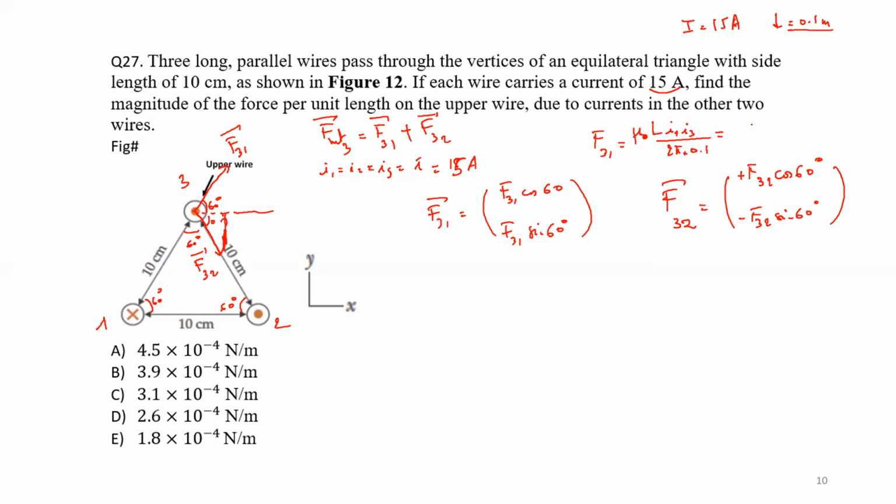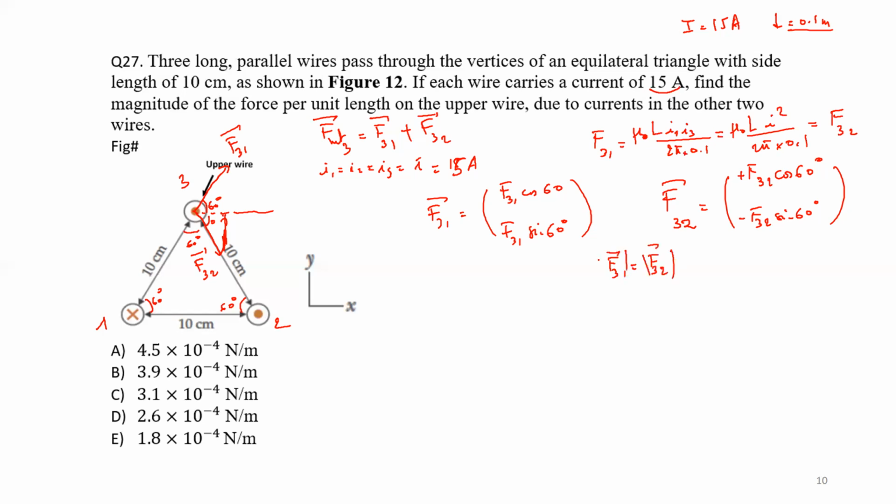So it's mu naught L current square divided by 2 pi times 0.1. This in magnitude is equal to F32, of course, because the current is the same and the distance is the same. So in magnitude, they are the same. Let me write that down here: F31 in magnitude is equal to F32 in magnitude.